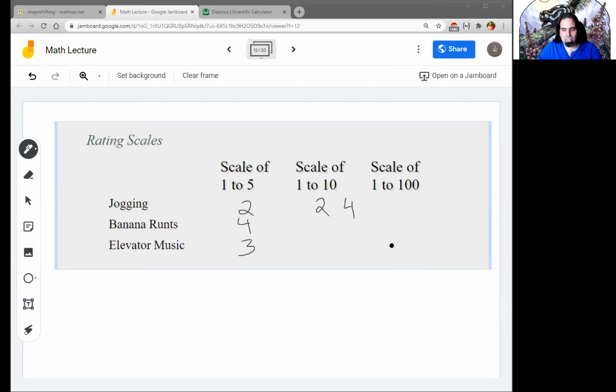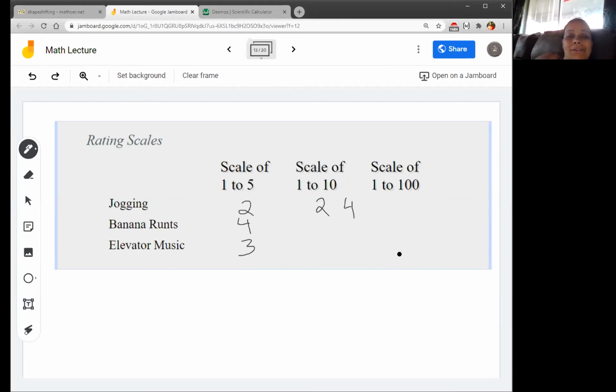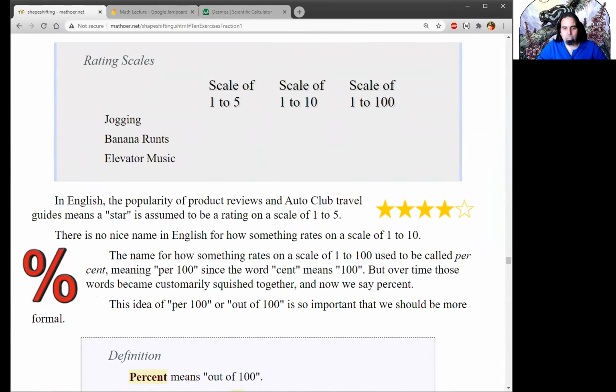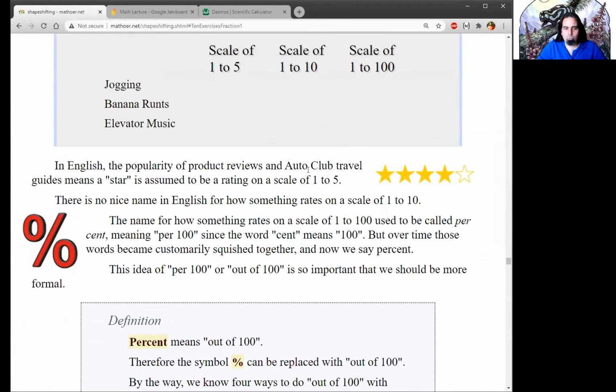Okay, elevator music, scale of 1 to 100. What should I write here? 1. Really don't like it. Okay, so we're used to this kind of thing, right? In English, the popularity of product reviews, Auto Club travel guides, means a star, we assume, is 1 to 5. Amazon too these days.